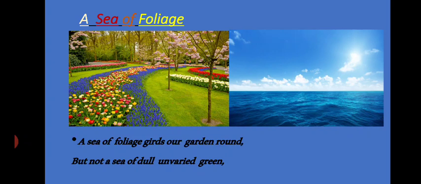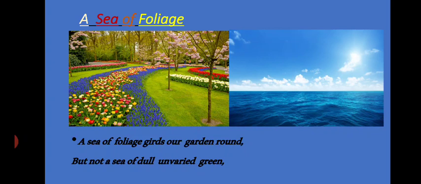A sea of foliage girds our garden round. Girds means to surround and foliage means the greenery, the vegetation. So the poet has a garden. Every garden has walls. The garden is protected by the walls, the boundary. But in the poet's garden, the walls cannot be found because a rich variety of greenery, the vegetation or foliage, surrounds her garden round. Her garden is distinct in the sense that she has the natural boundary unlike other gardens.